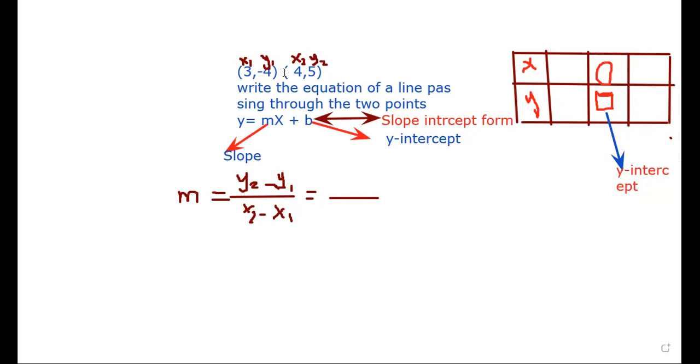But in case we have a question like this, let us go back to this question. We have to substitute in the formula. So it will be 5 minus negative 4, which becomes 5 plus 4. And why does it become plus 4? Because 5 minus negative 4, and negative times negative becomes positive. Then the next, 4 minus 3. So we have 4 minus 3, and the slope will equal 9 over 1, so it will be equal to 9.